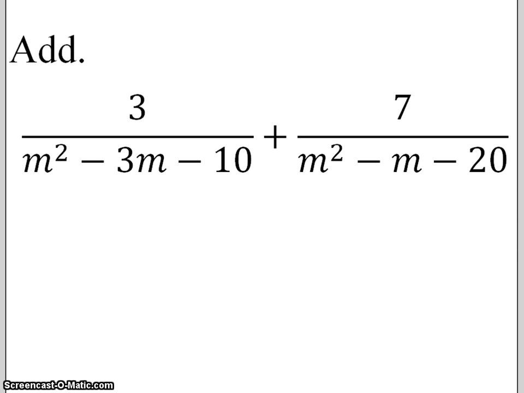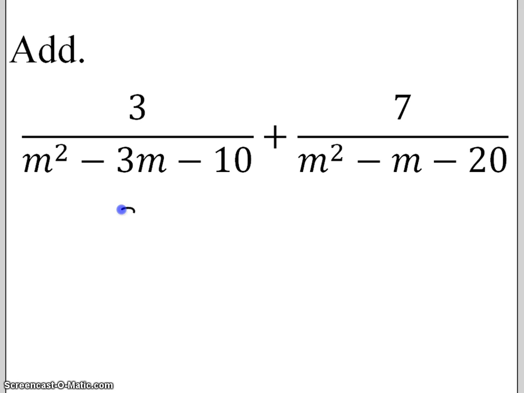The fundamental concept or step in adding fractions is to find the least common denominator. And the least common denominator is the least common multiple of the denominators. Now when we talk about multiples, we're talking about factors, things that you multiply together. So what you need to do first is factor each of these denominators.